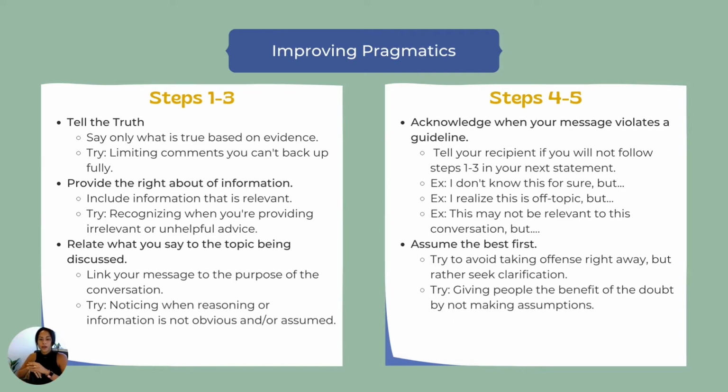Then for providing the right information, you could say, I realize this may be a bit off topic, but, and then telling them. And then finally, this may not be relevant to this conversation, but, and then saying something. I know the last 2 are kind of similar, but I think they work both ways. I just think that anytime you're saying something that doesn't go along with what is being said in the moment, we should always say why we're doing that.